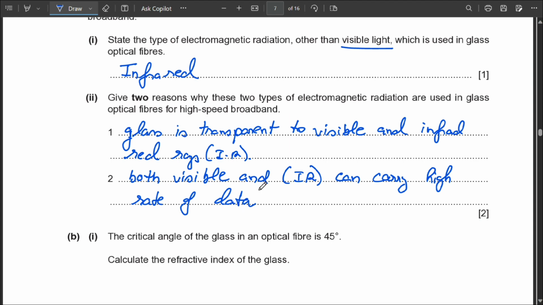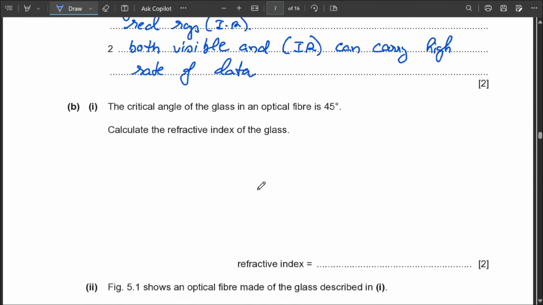Second part. The critical angle of a glass in an optical fiber is 45 degree. You know what the critical angle is. Calculate the refractive index of the glass. We know the formula that refractive index n is equal to 1 upon sine of the critical angle, which is sine 45 degree. Sine 45 degree, just do it in the calculator, you will get 1 by root 2. So n will be root 2, which is 1.41. So the refractive index is 1.41 for that glass.